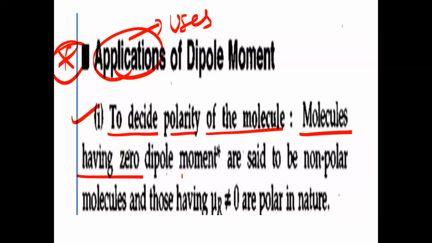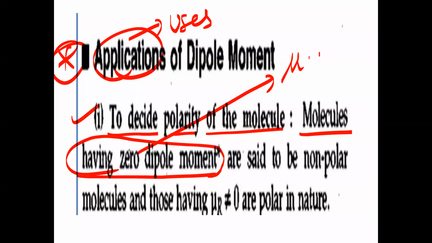Molecules having zero dipole moment. When you take zero dipole moment, what we say now, mu is equal to zero. Mu is equal to zero.